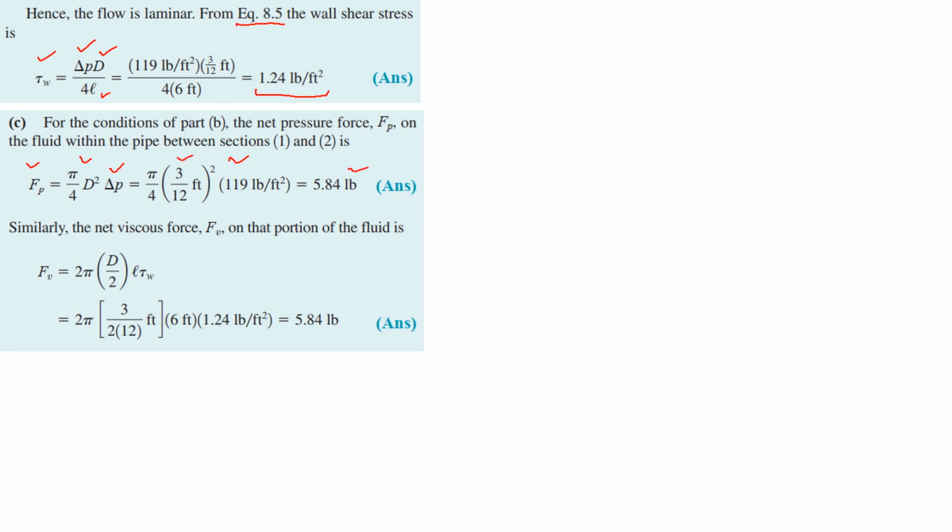So this will be our pressure force, and similarly the net viscous force will be equal to the shear stress times the area. So that is 2 pi r l times tau w, and this is our shear stress. We know its value, and after solving this, all the values are given. After solving this, we will have a viscous force value of 5.84 pounds. So this is an example from your book, and here we have used some of the equations that we derived in the laminar flow conditions to solve this example.